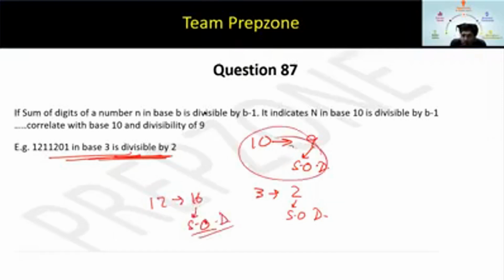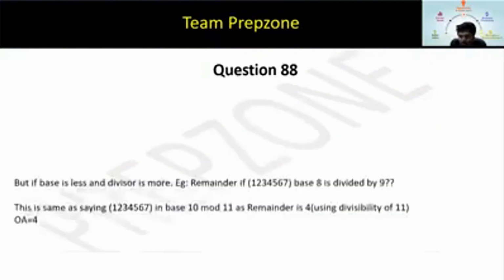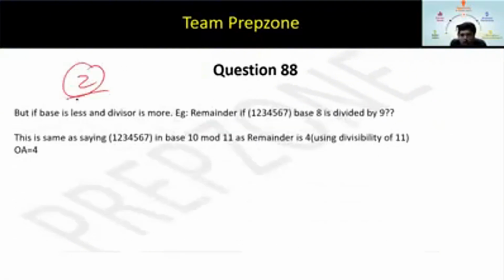Okay, so if this is the case, then it will indicate that n in base 10 is divisible by b minus 1. So n in base 10 will be divisible by 2. This is the indication. Clear? This was the first formula. What is the second formula?